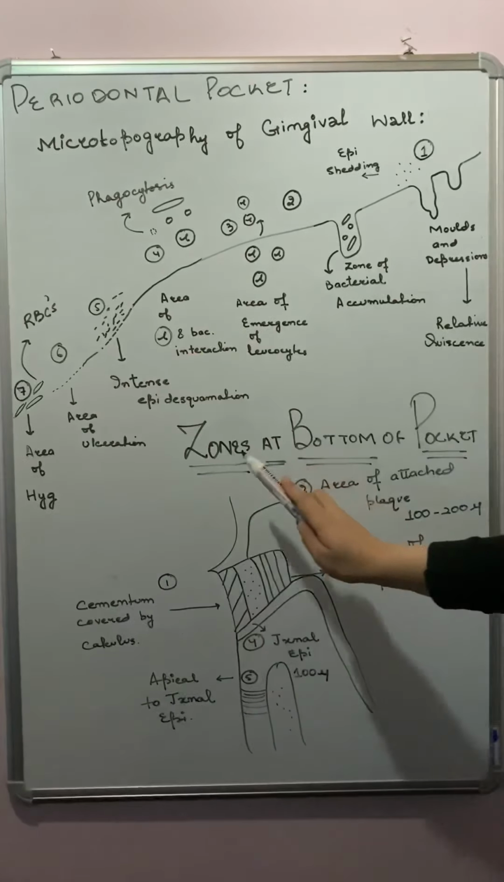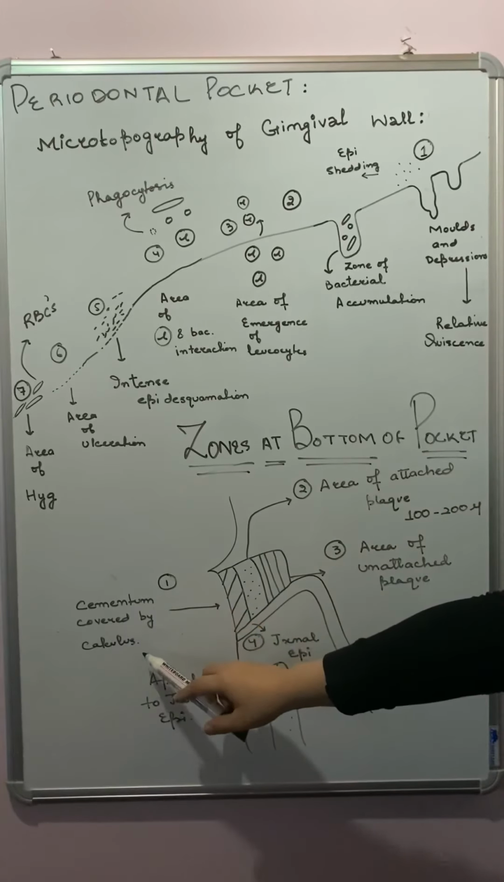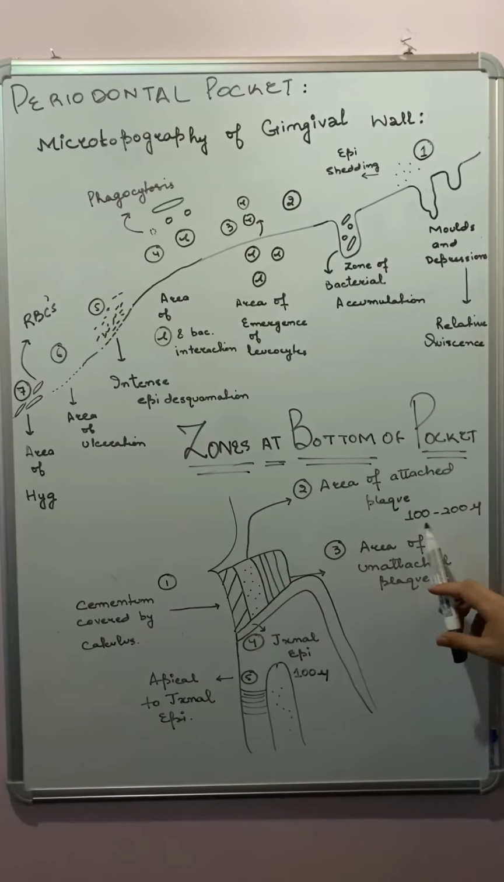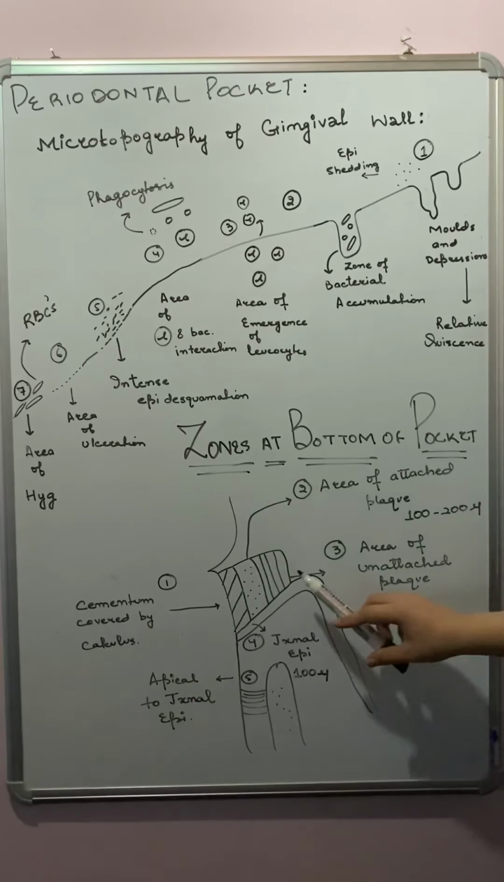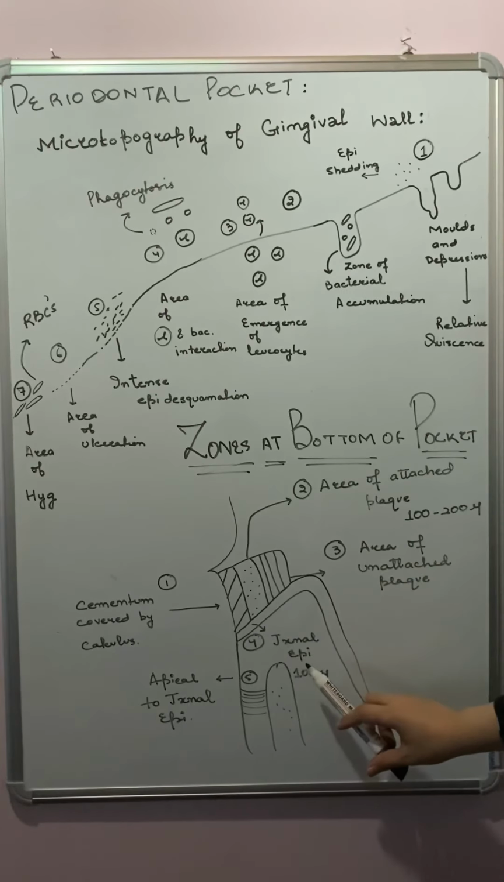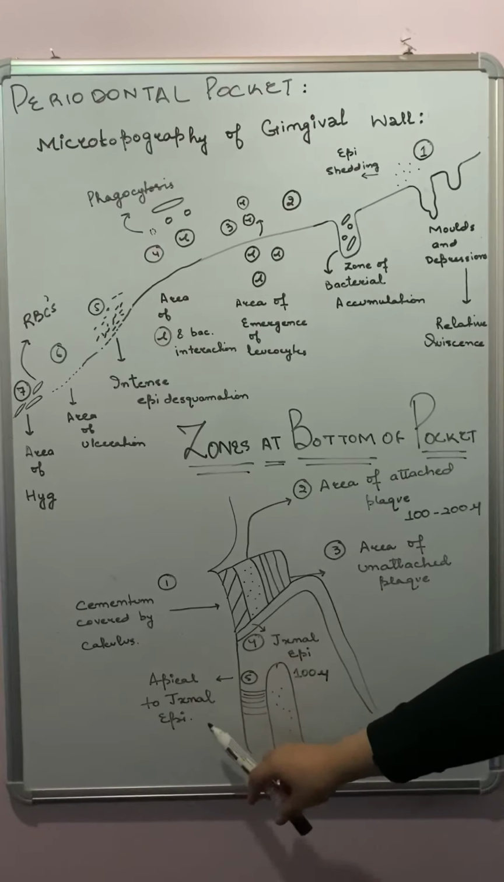Zones at the bottom of pocket include first the cementum covered by calculus. Second is the area of attached plaque, which ranges about 100 to 200 microns. Third is the area of unattached plaque. Then is the junctional epithelium, which here is 100 microns, but in the normal gingiva is about 500 microns. Then area apical to junctional epithelium.